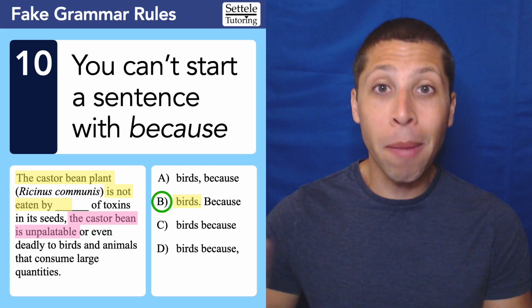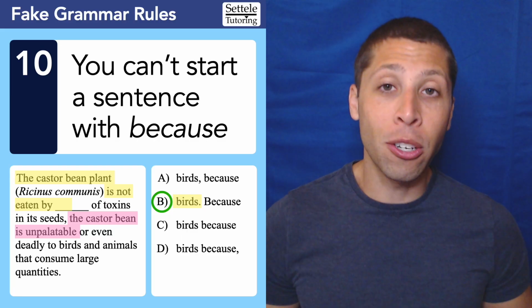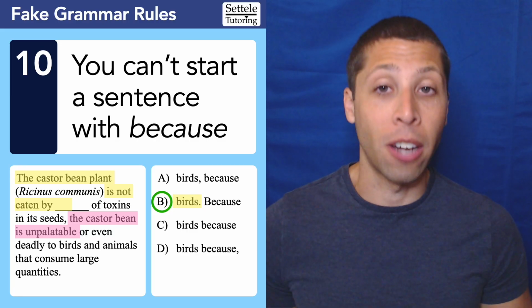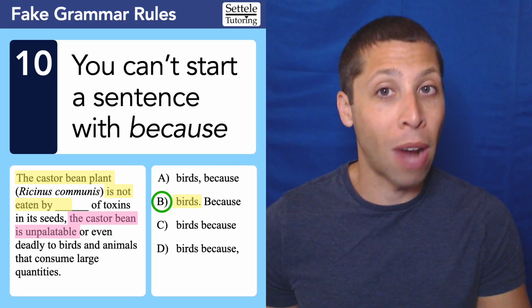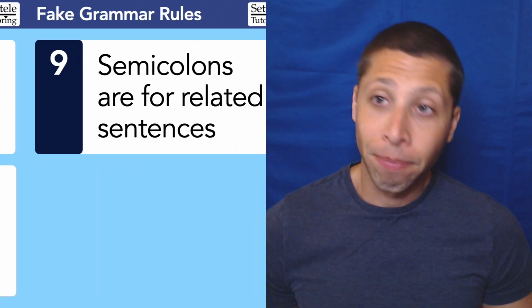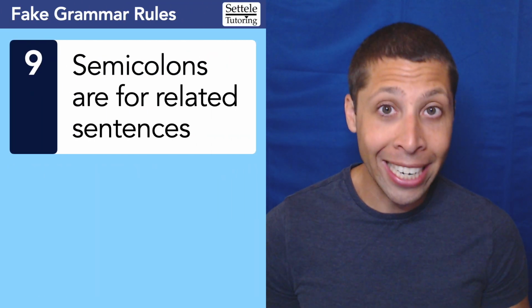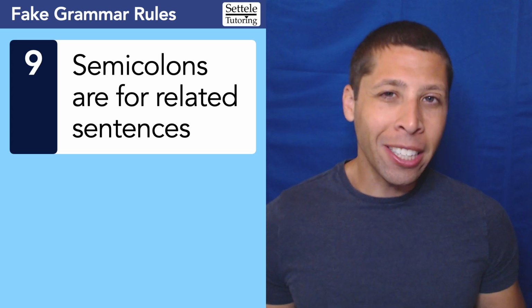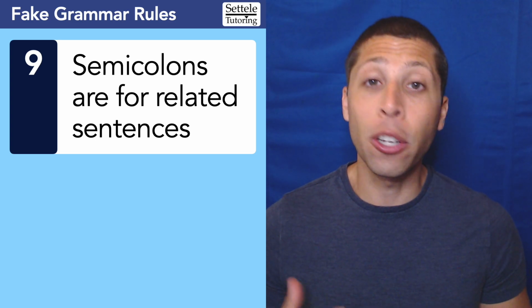So if you're distracted by this fake grammar rule, you might not notice the real grammar rule that's going on underneath. So this is why it's important to know the traps. Let's go to number 9. Semicolons are for related sentences. Well, this is kind of true actually, but on the SAT, it couldn't matter less.